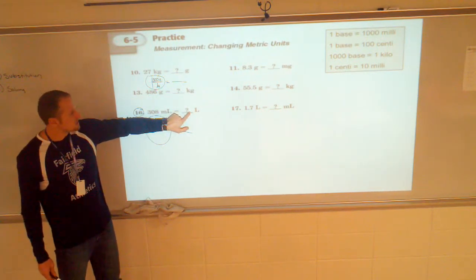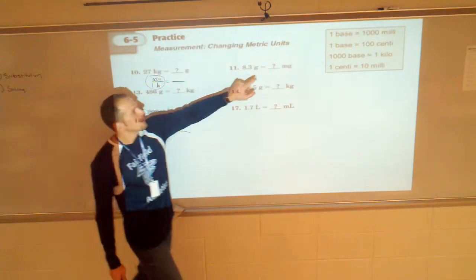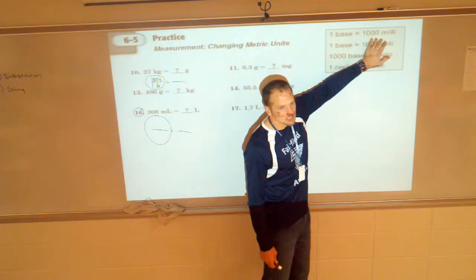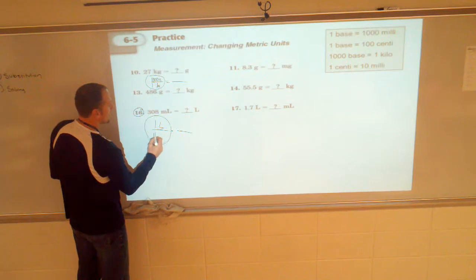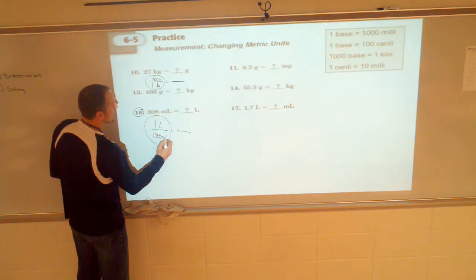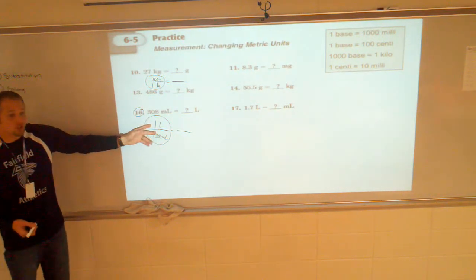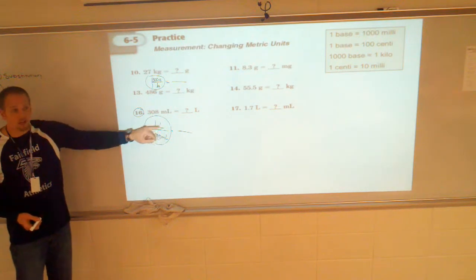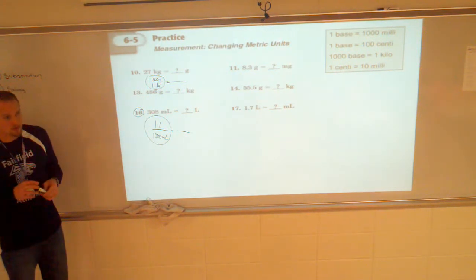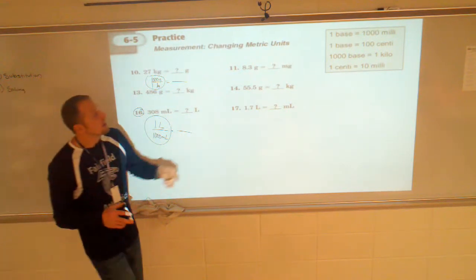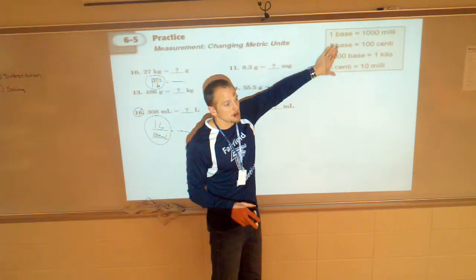Milliliters to liters. This is our base unit. So I'm going from milli to base. Looking up here, 1 base is 1,000 milli. So 1 liter is 1,000 milliliters. Make sure that those are the numbers you had. You could have had the whole thing switched, but the 1 goes with the liter, and the 1,000 goes with the milliliter. It's always going to be 1,000, except for centimeters. Well, it's always going to be some base 10, some power of 10.